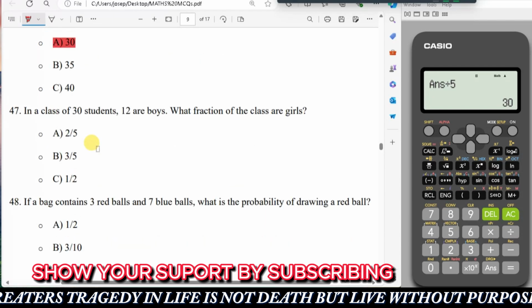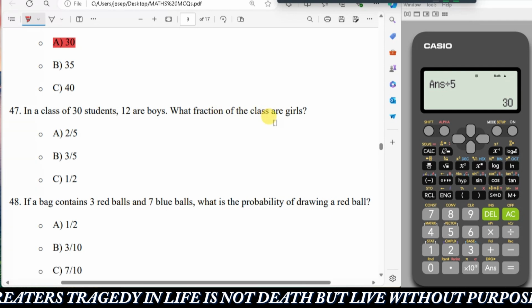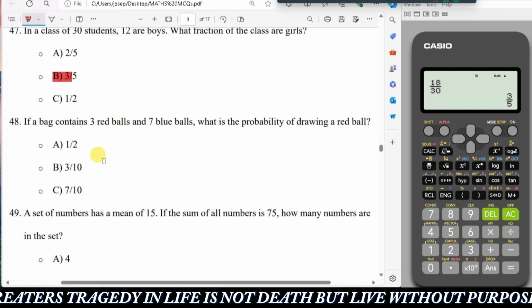Number 47. In a class of 30 students, 12 are boys. What is the fraction of the class which are girls? So 12 are boys, and you want to get those who are girls. If there are 30 students and 12 are boys, how many are girls? So 30 minus 12, that's 18. So 18 of them are girls. So the fraction will be 18 over the total number of students in the class, so we have 30. And that's 3 over 5. So the correct answer here is B.